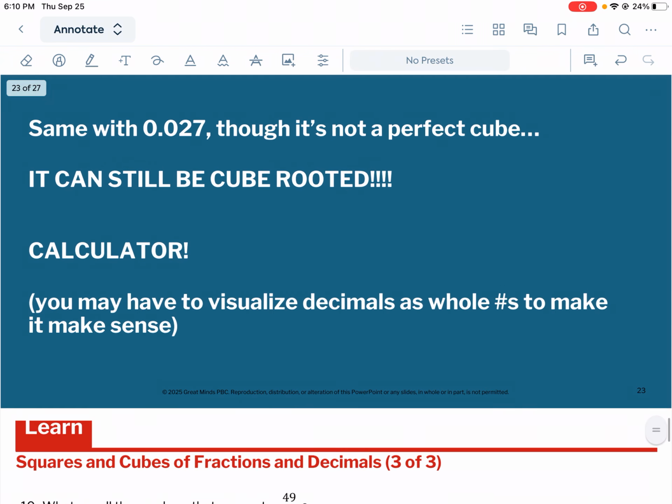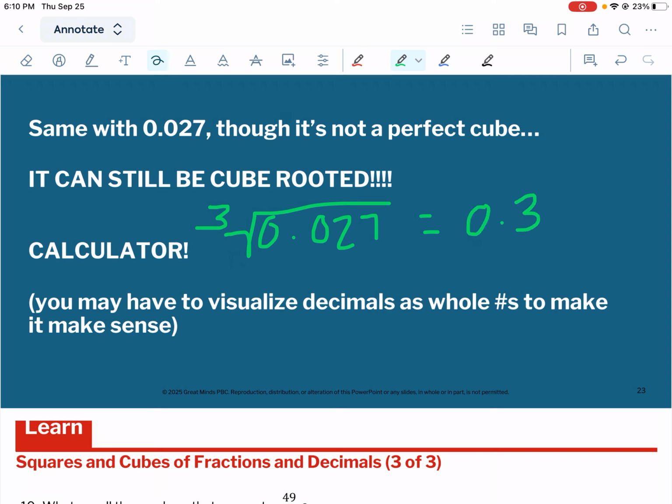The same thing applies to this 0.027 here as well. I'm not going to do a physical breakdown for you. I'm just going to plug it in right quick, just for the sake of showing you that if I did a cube root, this will give me 0.3.